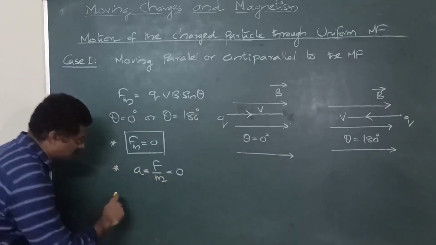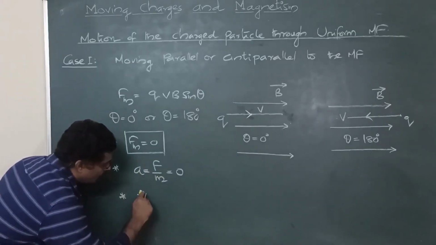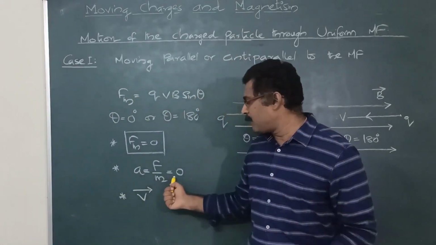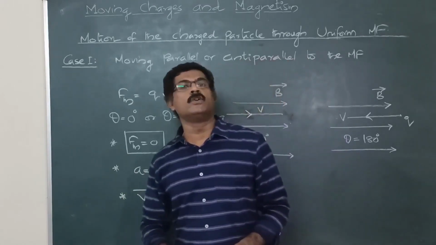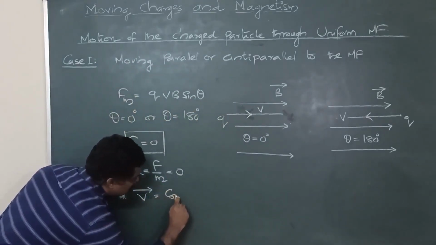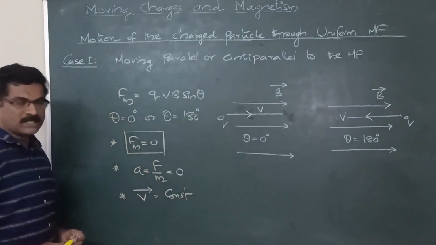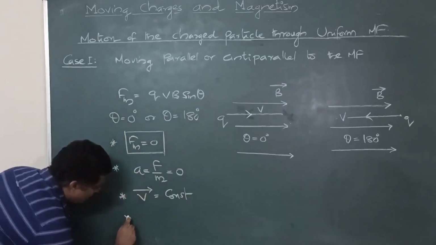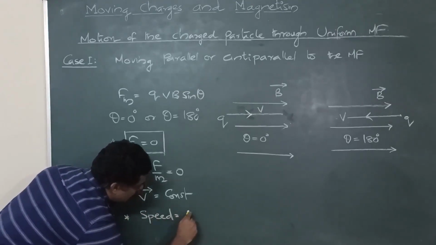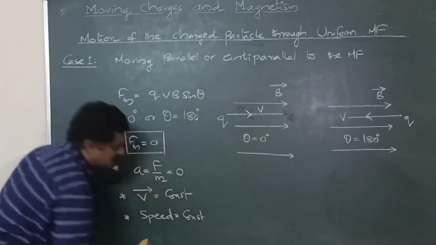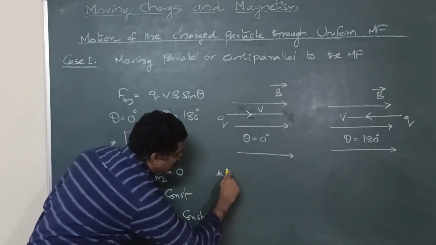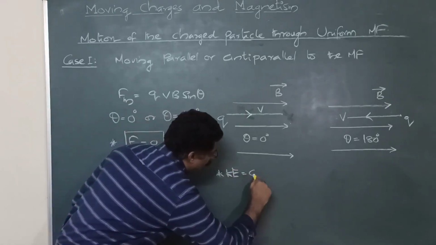Okay, the next question, what about the velocity of the charged particle? Since the acceleration of the particle is 0, there is no change in velocity, so the velocity is a constant. And velocity constant means, what about the speed? Speed is the magnitude of velocity, that is also a constant. If speed is constant, what about kinetic energy? Kinetic energy is also constant.